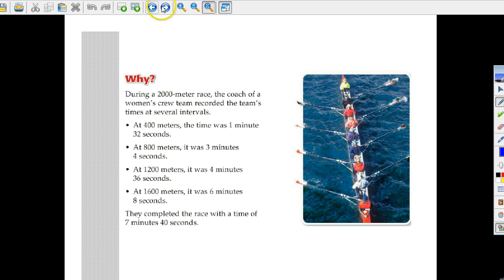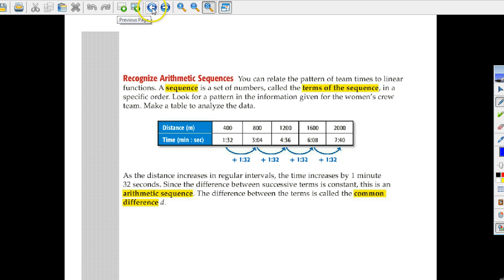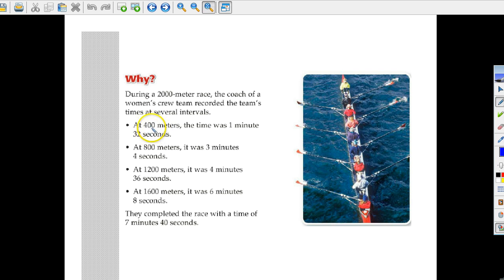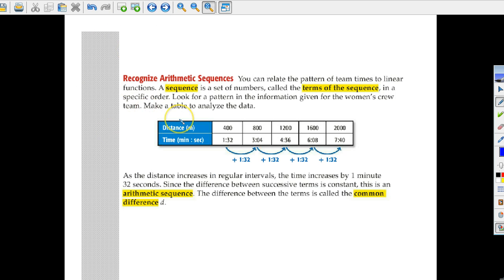Okay, so when you have these, the meters increasing by 400 and the minutes increasing by a certain amount, and if it's consistent, they meet the completed race time with 7 minutes and 40 seconds. So when we have intervals that are consistent, you can recognize that there's a pattern there. You can relate the pattern of team times to linear functions.